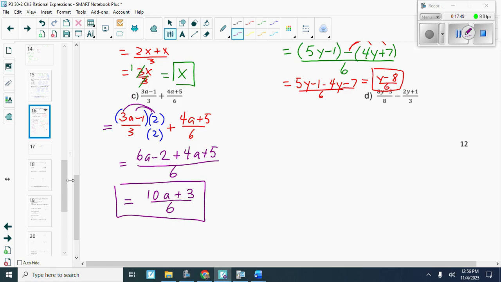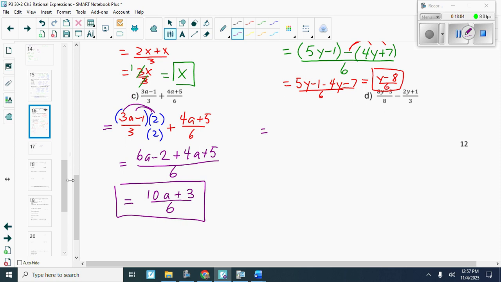Okay, anybody else? Common denominator, guys? 24. Okay, how'd you get it? 8 times 3. Okay, so if you're not sure, just multiply the denominators. So again, we're going to use lots of room.